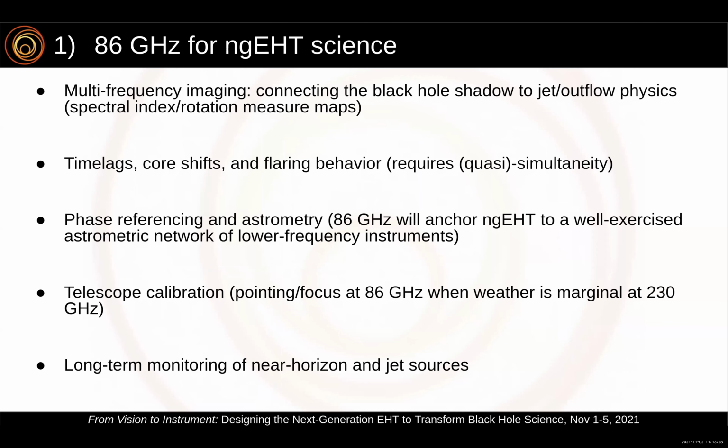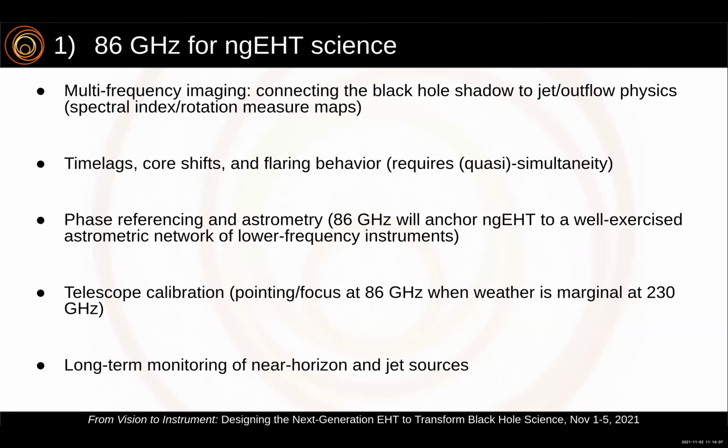Additional science goals that will be beneficial for ngEHT would be, for Sagittarius A*, things that require quasi or simultaneous observing at 86 gigahertz, like time lags, core shifts, and flaring behaviors, understanding flaring mechanisms and possible jet evidence in Sagittarius A*. For flaring behavior in particular, at 86 gigahertz the radio emission region falls within the orbit radius of these infrared flares that have been observed by GRAVITY. So we'd be observing that simultaneously if we had 86 gigahertz.